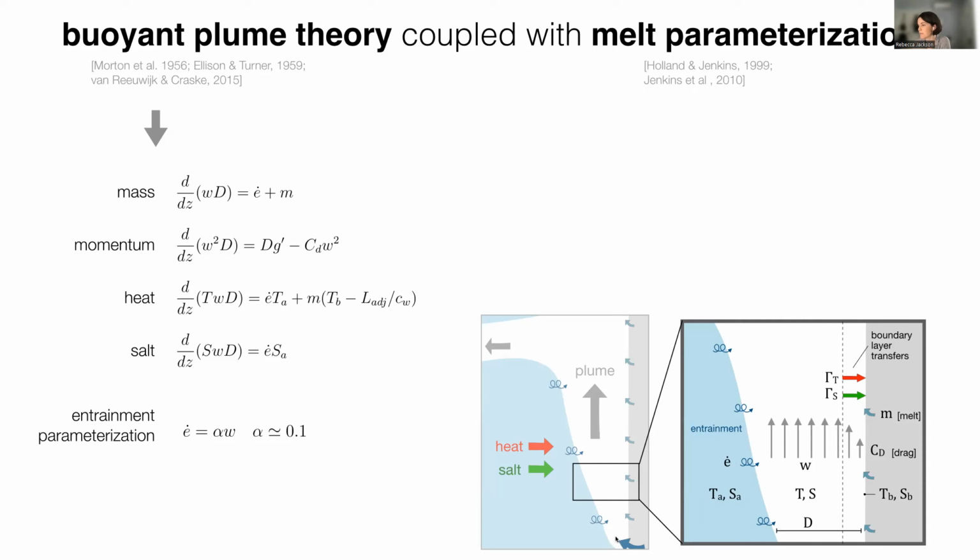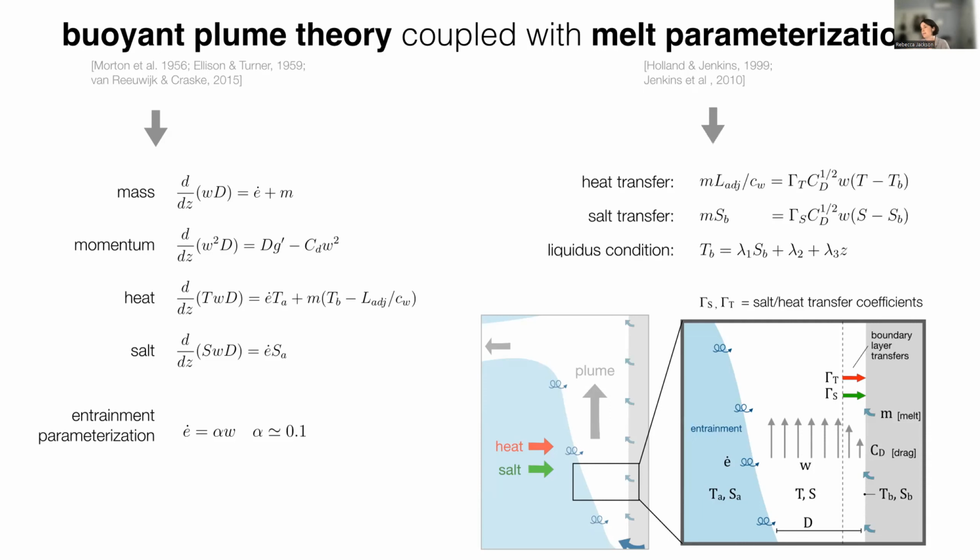And then typically for tidewater glaciers, this is coupled to a melt parameterization. This relates the plume velocities, temperature, and salinity to the melt rate. And in this formulation, it's assumed that melt scales linearly with the vertical velocity. So this is assuming a shear-driven boundary layer where the transports of heat and salt across this inner boundary layer are scaling with the plume velocity.